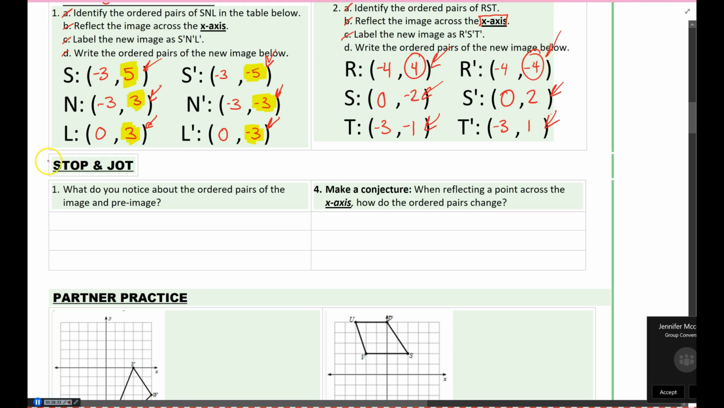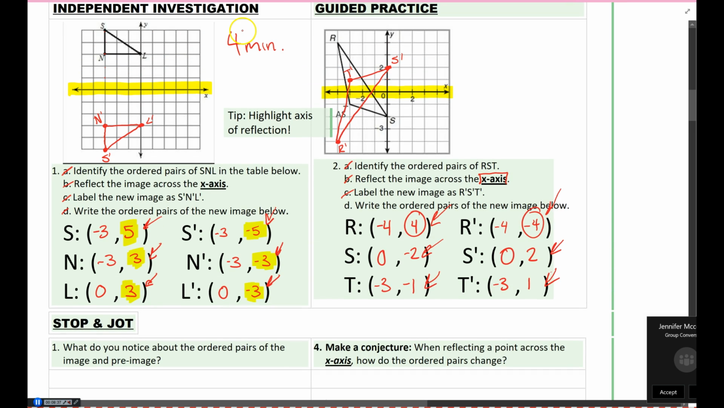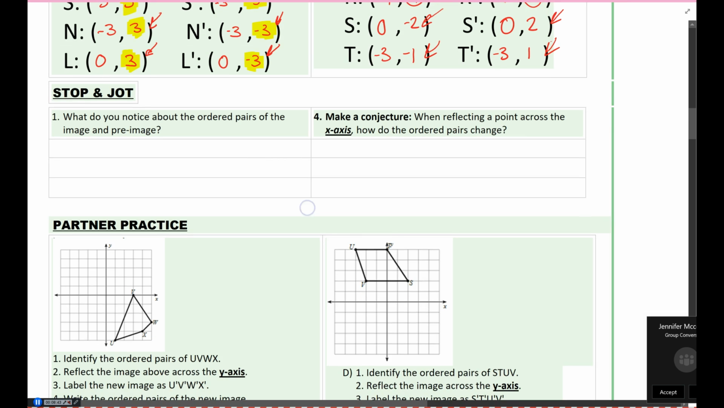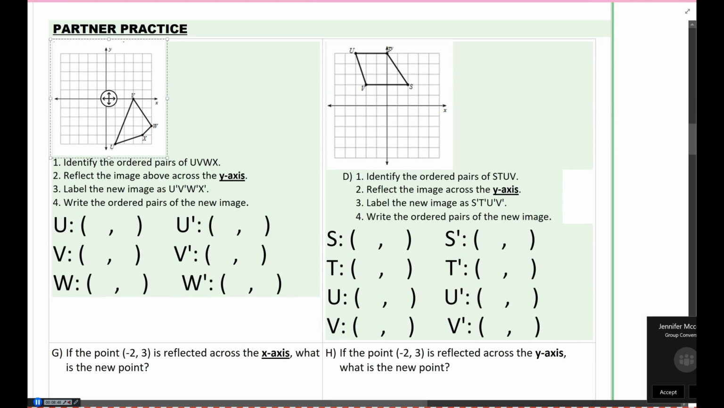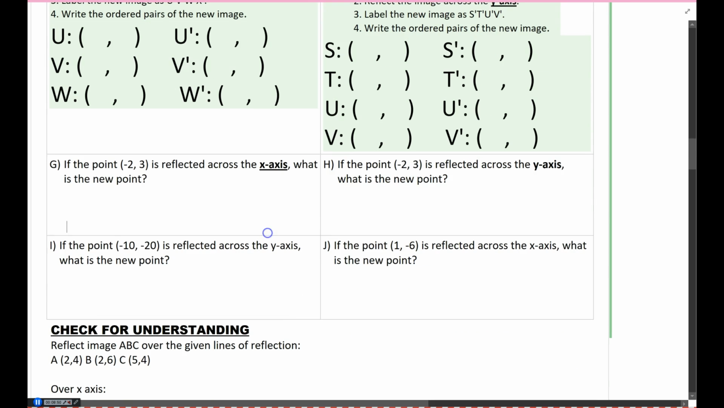After that, we're going to come back together. So again, 4 minutes on the investigation, about 3 minutes on the guided practice. We're going to come back together as a whole class, and we're going to do the stop and jot. From there, you'll be working with your group to do the partner practices.